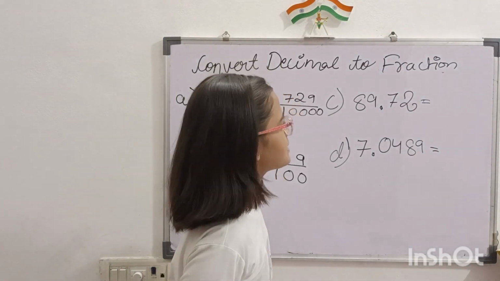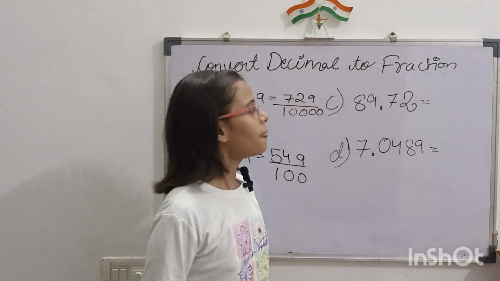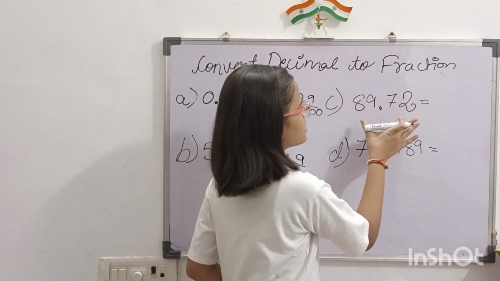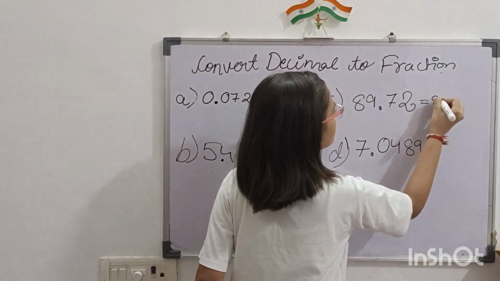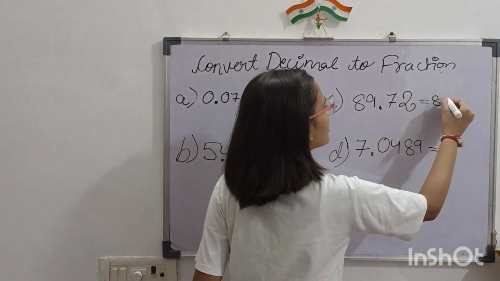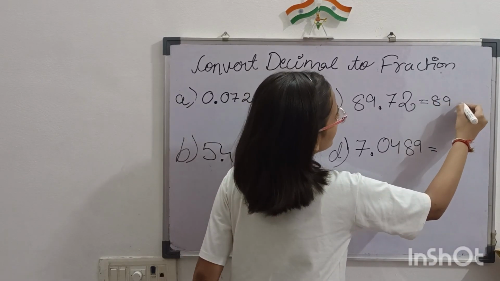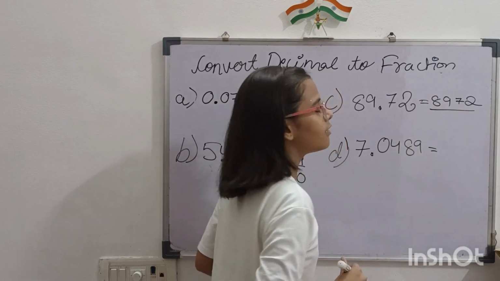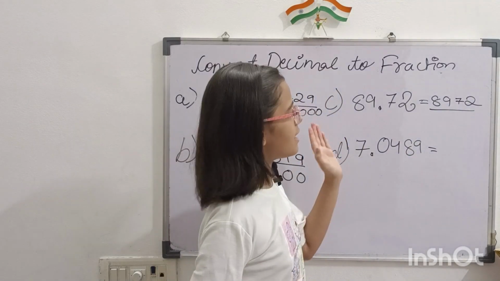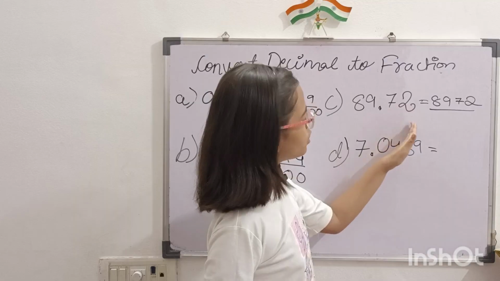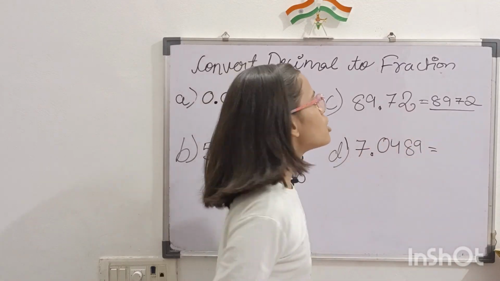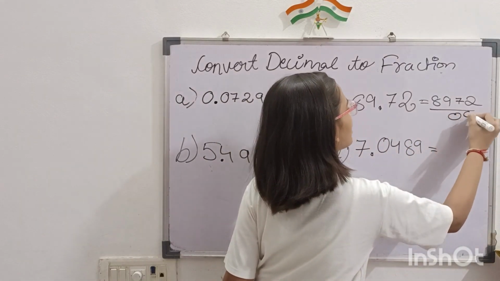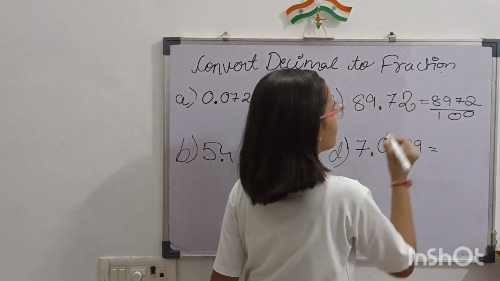And the next decimal is 89.72. So first we have to write this number as it is, removing the decimal point. 8972 by, we have to count the number of digits after the decimal point. There are two digits after the decimal point. So we'll add two zeros here and add a 1 before them.